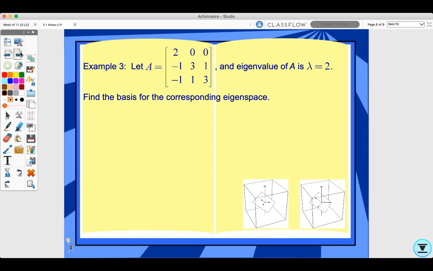Let's look at example 3. Let A be that matrix. An eigenvalue of A is lambda equals 2. Find the basis for the corresponding eigenspace. So with this, since we know lambda equals 2, we know that AX equals 2 times X.